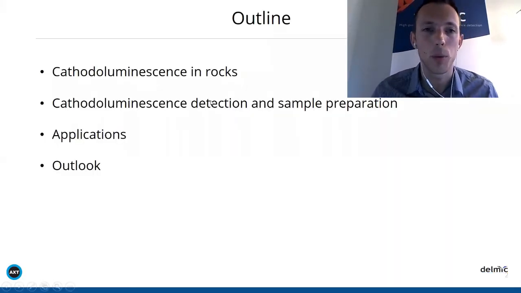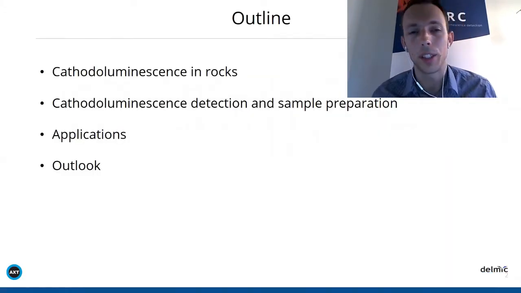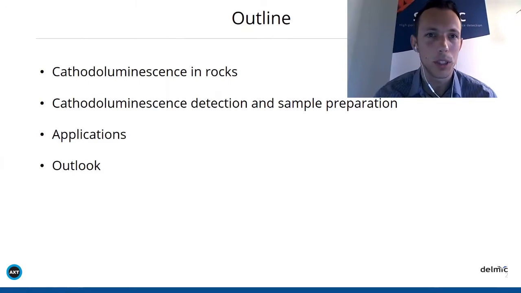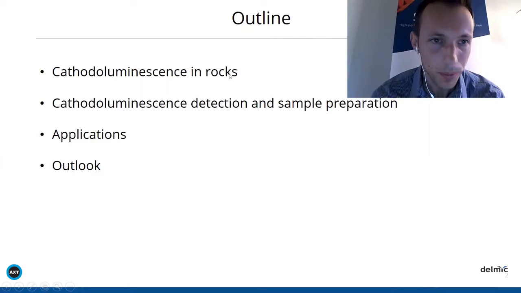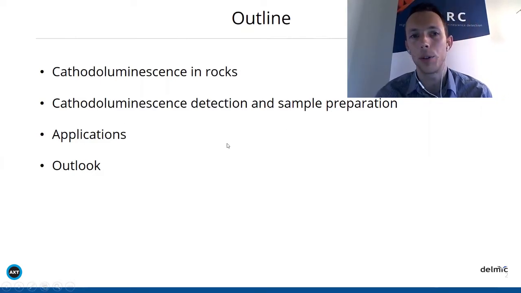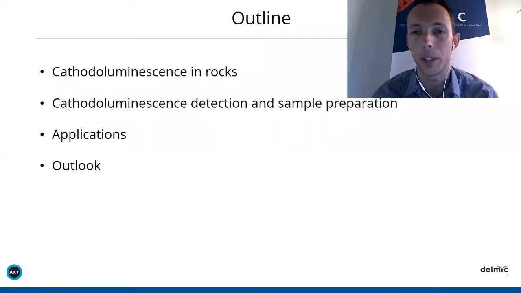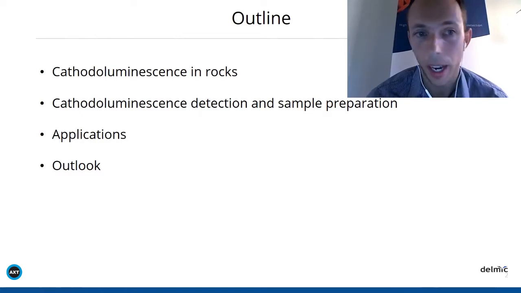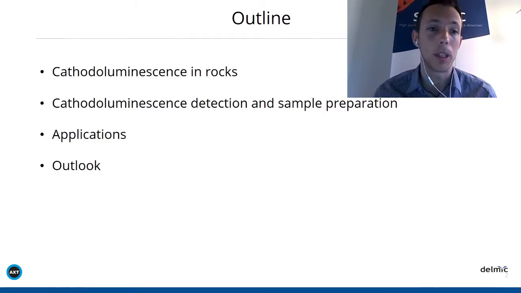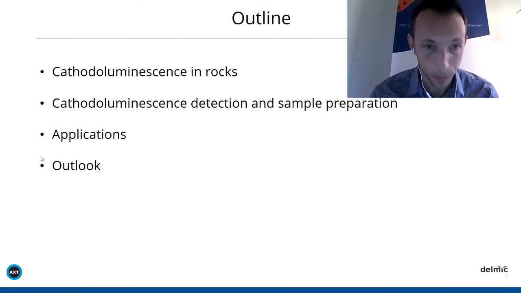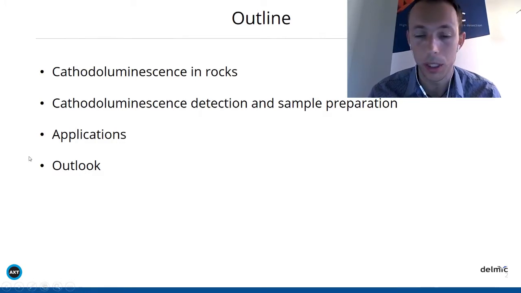Here's a brief outline of what I will discuss. I will briefly introduce the cathodoluminescence process in rocks. Then I will continue to explain how you detect cathodoluminescence and how you should prepare your samples in order to do proper CL imaging. And then I want to show a couple of applications in the field of geology and how CL can be applied to that specific field. And I want to end with an outlook.